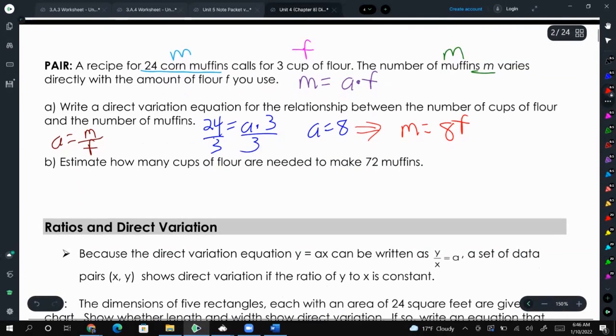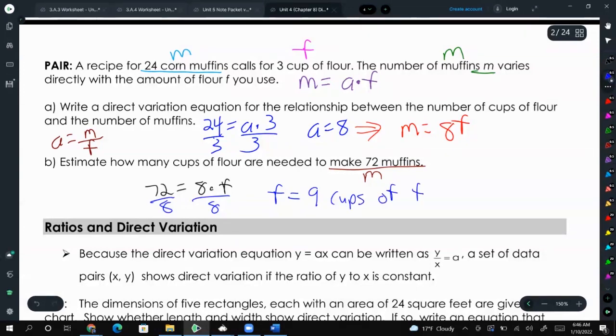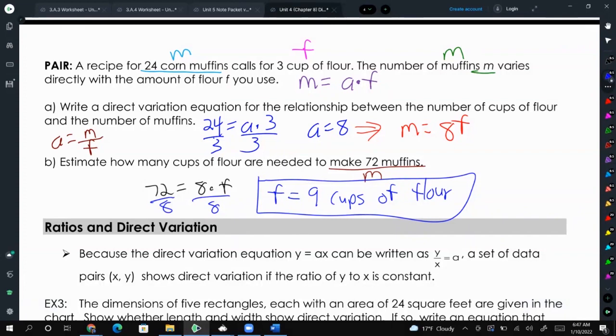And then estimate how many cups of flour are needed to make 72 muffins. 72 muffins, that's our m. So it's going to be 72 equals 8 times f. And when we divide both sides by 8, f is equal to 9 cups of flour. So this one I asked you to plug something in for y. You could think about it as the number of muffins, and then work your way backwards.